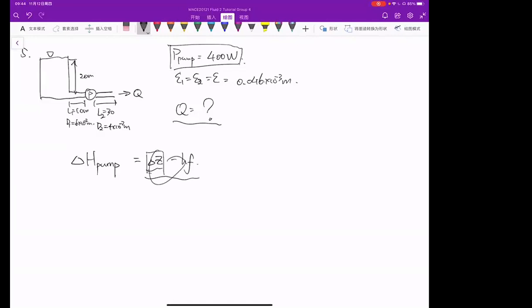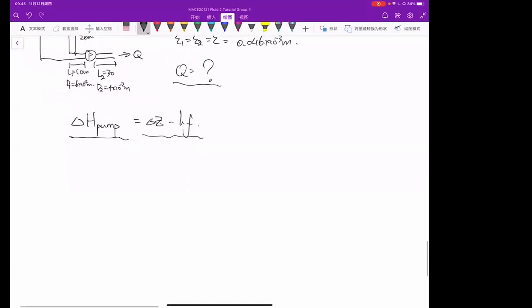Or you could put it the other way as HF minus delta Z. It is quite obvious that the pump helps to push more fluid out, and since the flow rate increases, the friction will increase. So finally it will reach a balance. So HF could be calculated by the Darcy equation.